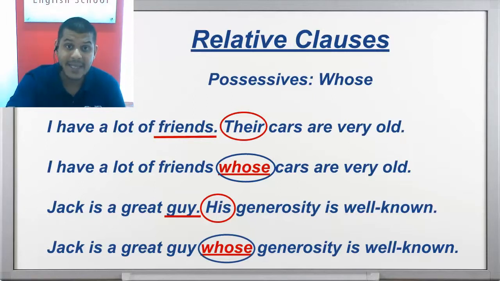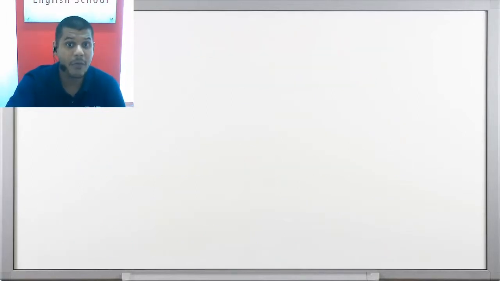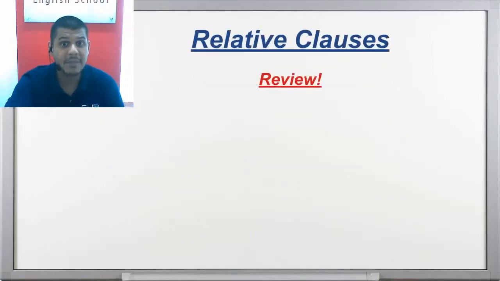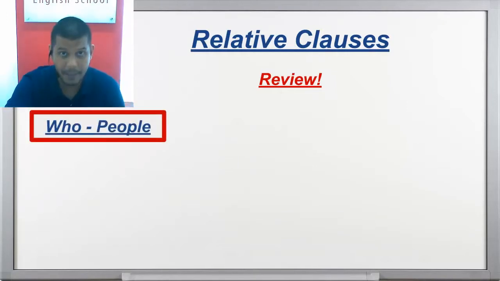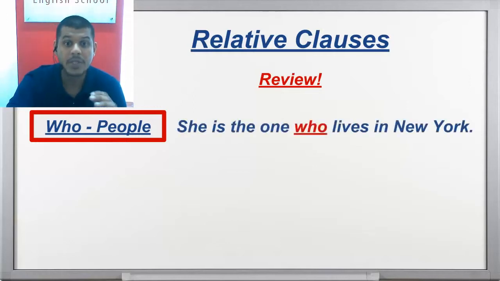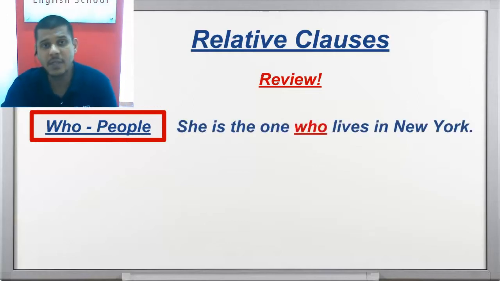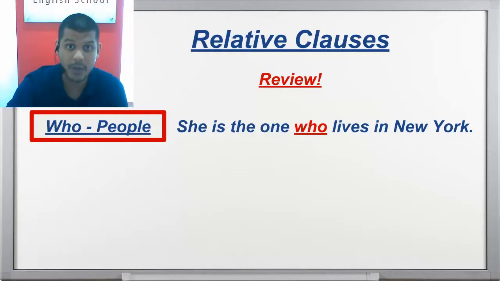So guys, basically this is it. Now I'm going to ask you to pay attention because this is a big review, for you to remember what we saw in this video. First thing is, I use who for people, as in the example: She is the one who lives in New York. She is a person. That's why I use who.